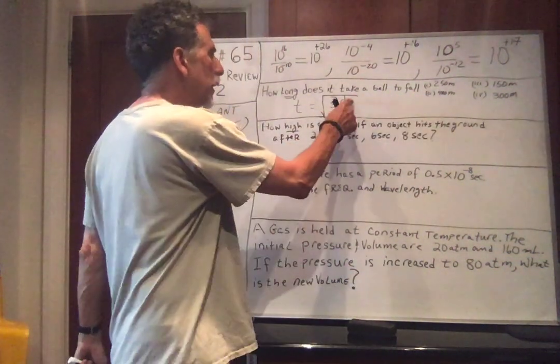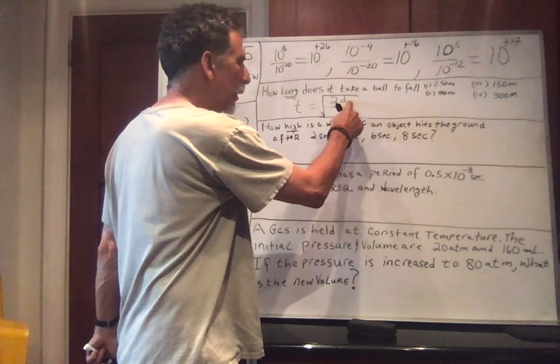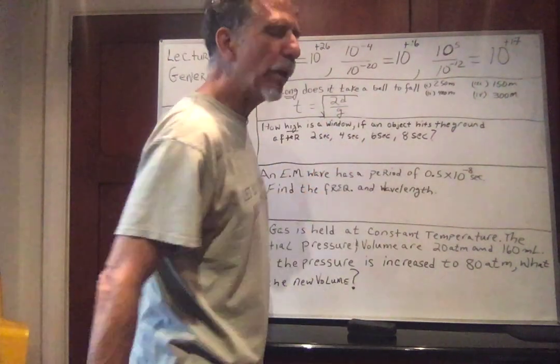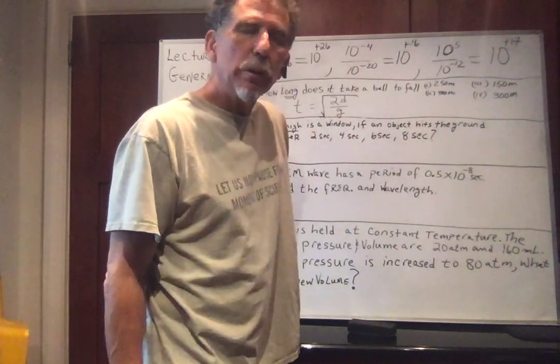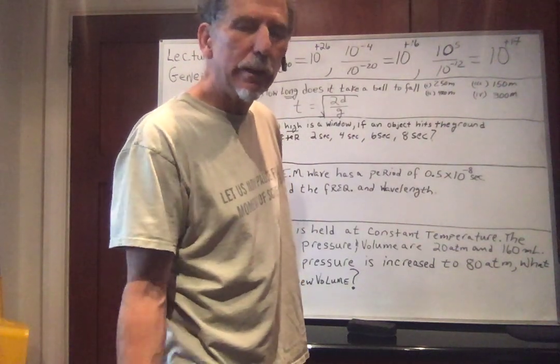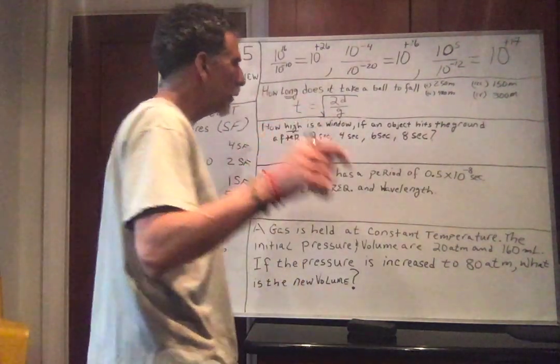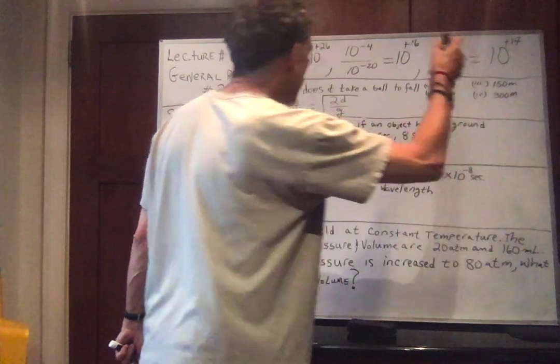400, put D is 400, 2 times 400 is 800, divided by 10 is 80, square root of 80, well, 9 squared is 81, so it's very close to 9, it's about 8.9. This is real tough. 150, okay, what do we have?